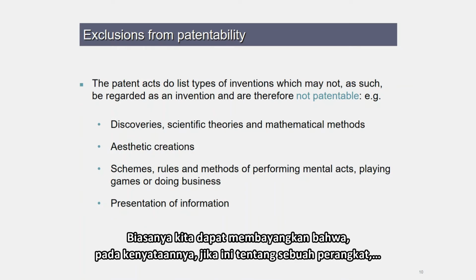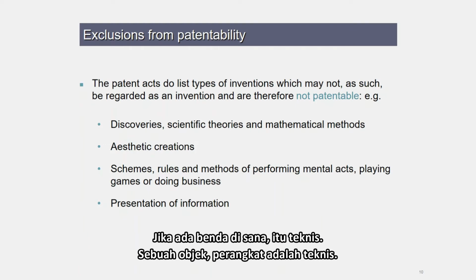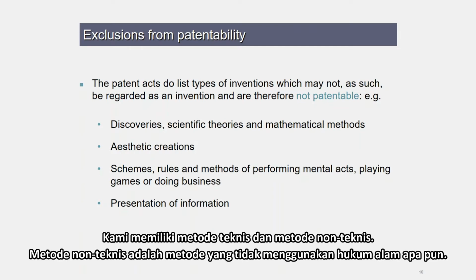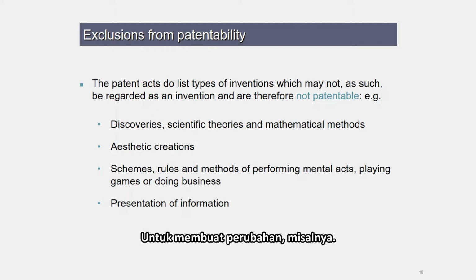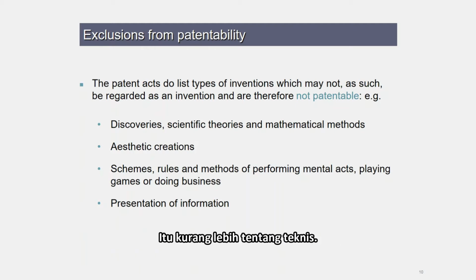So normally we can imagine that if it is about a device, if it is about a physically existing object, we don't have any problem with technicity. If there is an object there, it is technical. An object, a device is per se technical. Most of the time, there are some lack of technical effect problems if it is about methods. So we have technical methods and non-technical methods. Non-technical methods are the ones that don't use any laws of nature in order to make a change. So if you have a method during which you use the laws of nature in order to make a change, then the technicity might be there. So that is more or less about technicity.